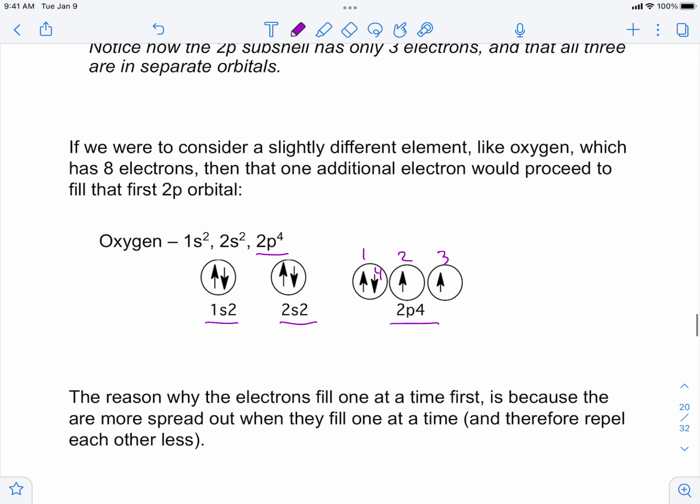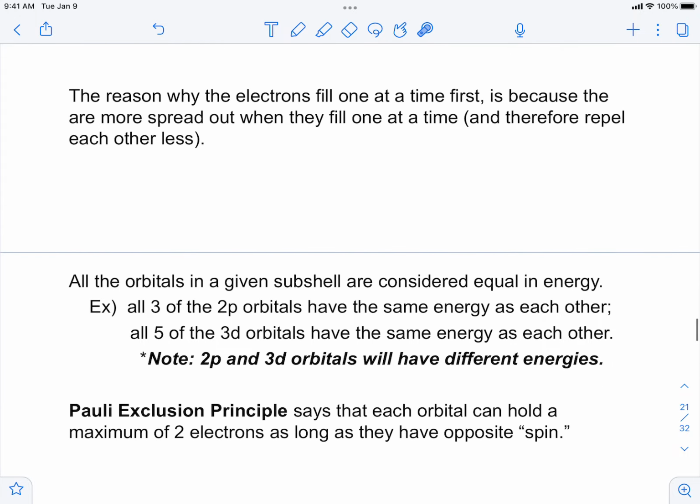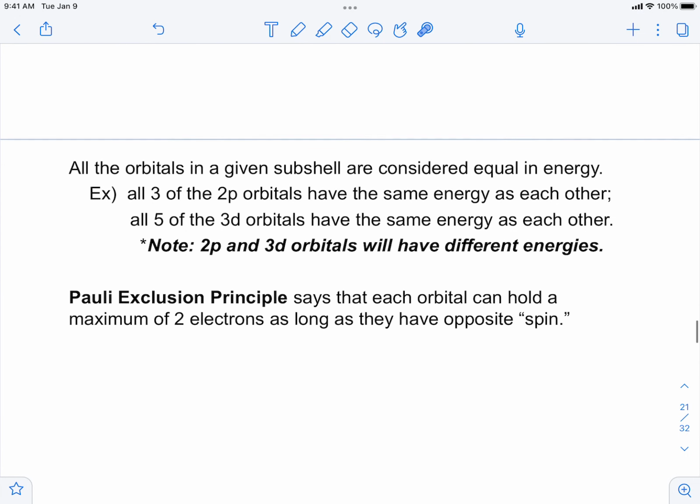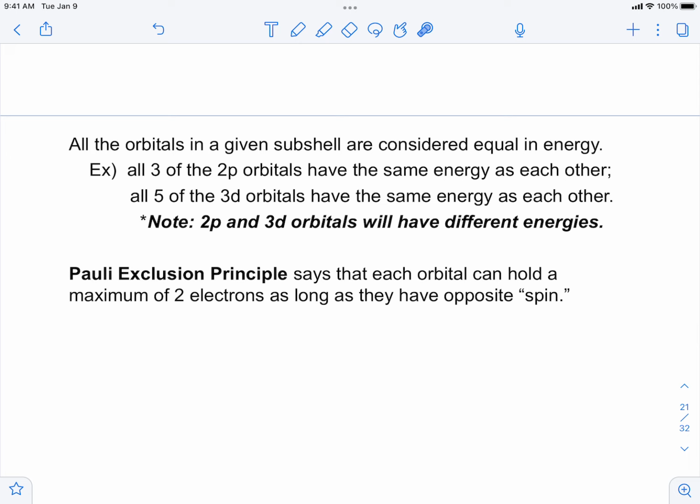Okay, so when we place electrons, we put them in one at a time, and if there's multiple orbitals, we go from left to right, and then if we need to, we come back and we do it again. But the second time round, the second electrons placed in these orbitals will be facing down. So, let's try some more examples.